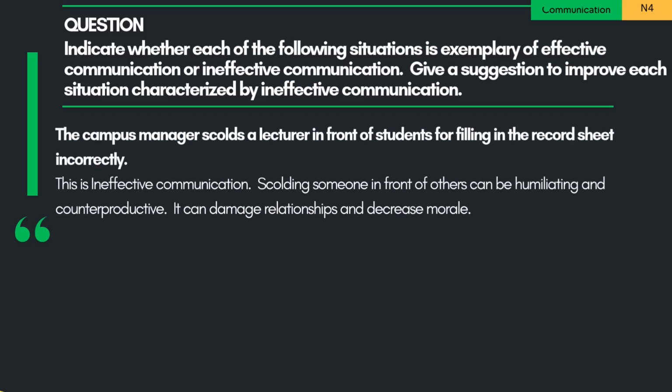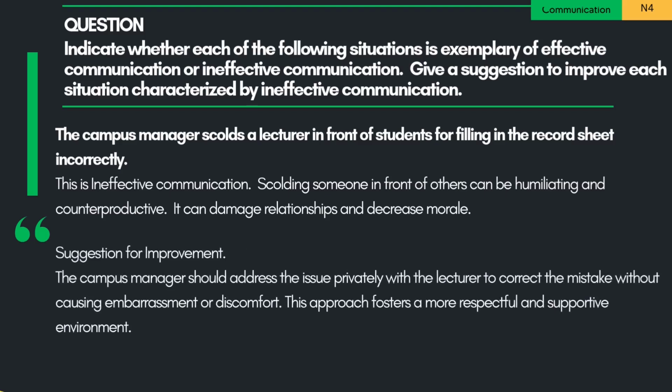1. The campus manager scolds a lecturer in front of students for filling in the record sheet incorrectly. This is ineffective communication. Scolding someone in front of others can be humiliating and counterproductive. It can damage relationships and decrease morale.